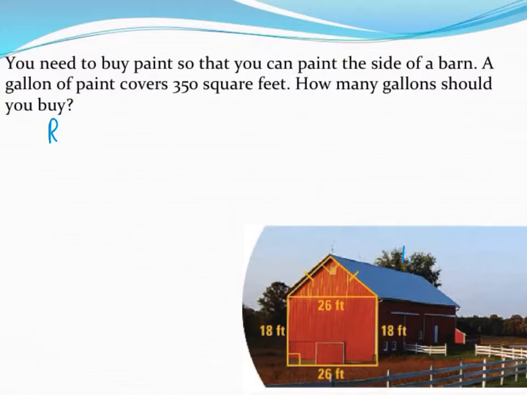One of the shapes is going to be a rectangle, so we'll find the area of that piece. The other shape is going to be a triangle. Once we find those two individual areas, we should simply be able to add them together to find the area of the entire figure. So let's start with the rectangle.